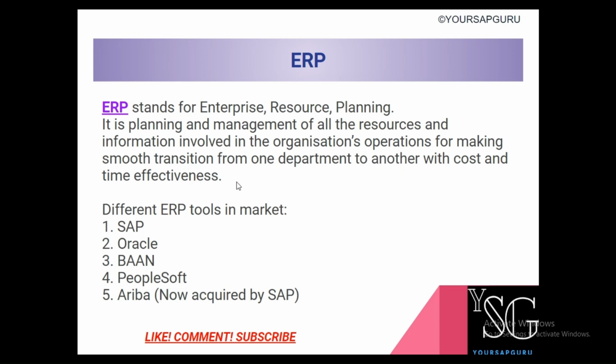So, in simple words, all the resources and information that are used in the organization for operations, decision making and smooth transition, that is, the flow of information from one department to another in the most cost and time effective manner. This whole process of planning and management of resources of an enterprise is basically ERP.